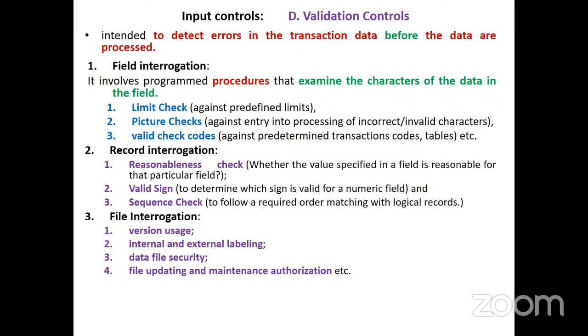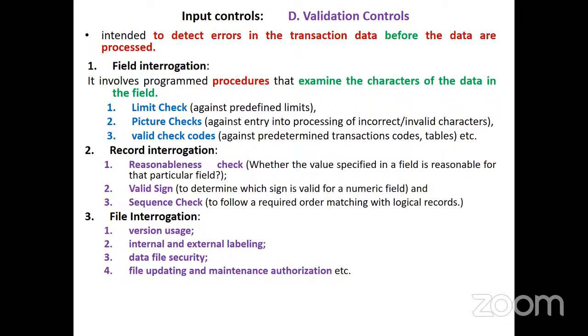Second one is picture check. So what is picture check? It guards against entry into processing of incorrect or invalid characters. Invalid character means what? Let us say you are typing rupees, INR, but the transaction is in, let us say, dollars. In such a scenario, dollar should be mentioned instead of INR. If you wrongly type INR, then it should not be processed. So that is picture check.